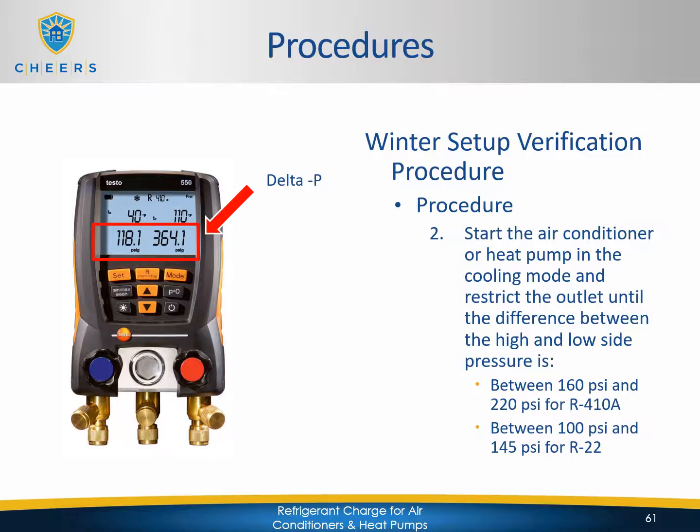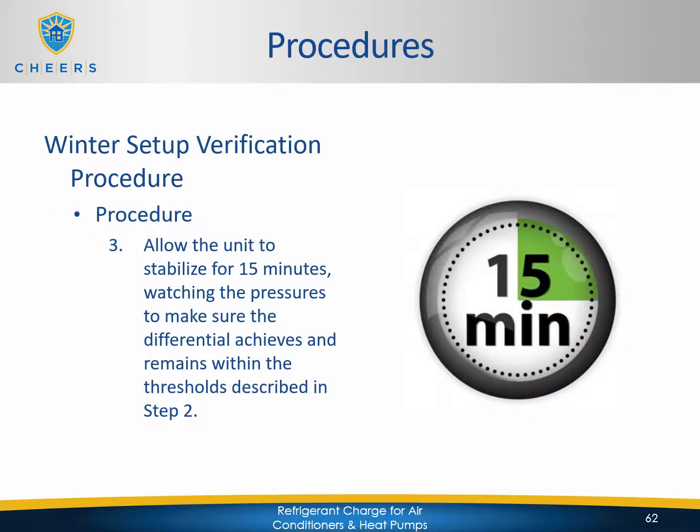You will then want to start the air conditioner or heat pump in the cooling mode and restrict the outlet until the difference between the high and low side pressure is between 160 psi and 220 psi for R410A, and between 100 psi and 145 psi for R22 refrigerant. You will want to allow the unit to stabilize for 15 minutes, again watching the pressures to make sure the differential achieves and remains within the threshold described in step 2.